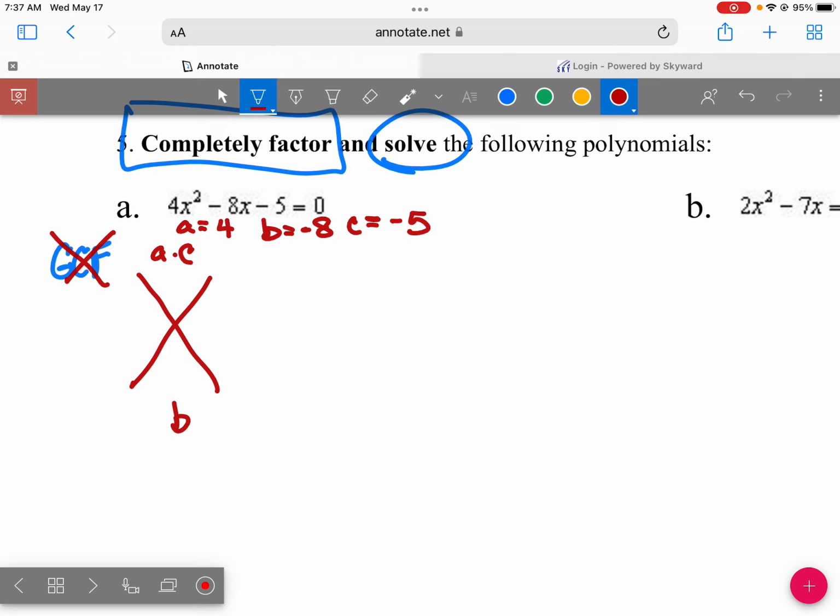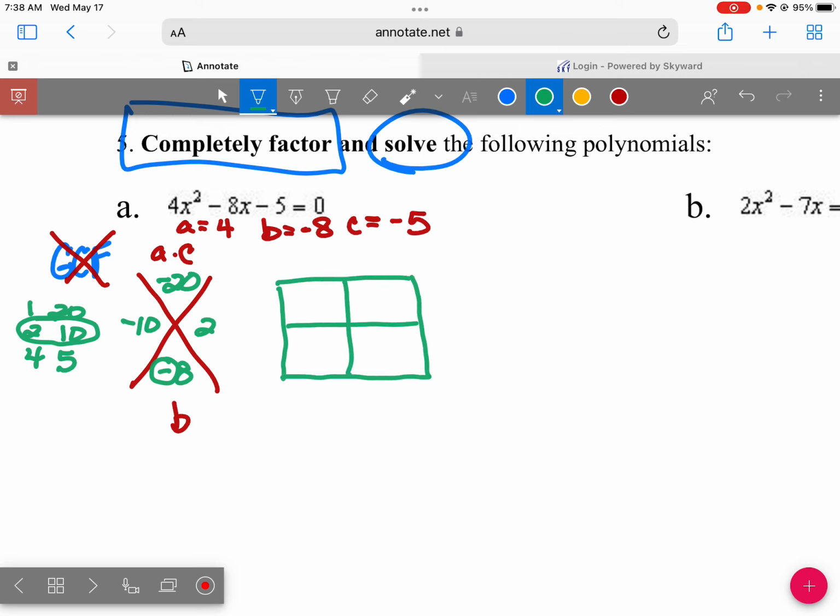Okay? So 4 times -5 is -20, and B is -8. So I'm looking for 2 numbers that multiply to give -20, add to give -8. Well, I could do 1 and 20, 2 and 10, 4 and 5. Looks like 2 and 10 might be good. One of them's going to be negative. Which one? No, it's going to be the bigger one because I need it to match that sign. So -10 here, +2 here. Put in the box.